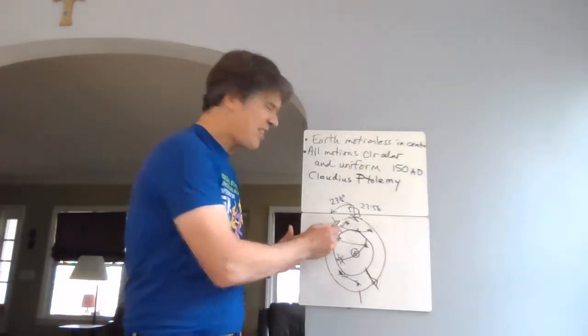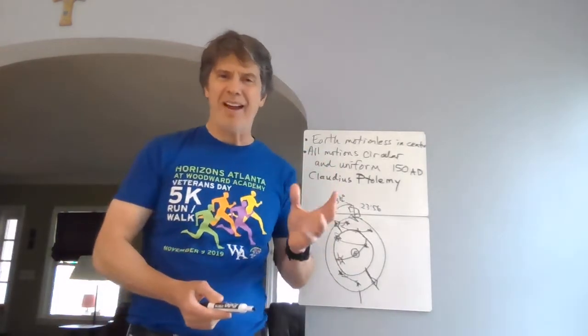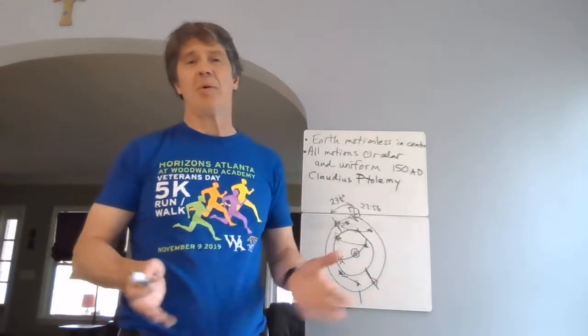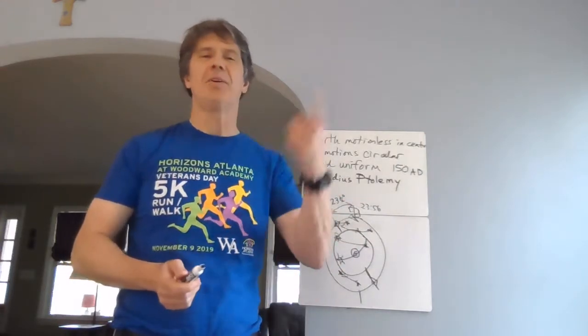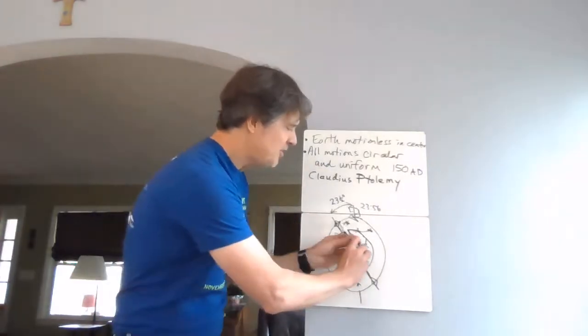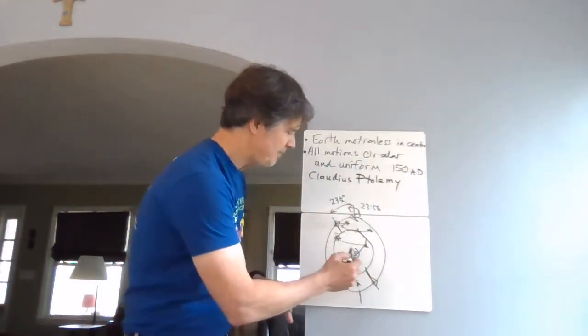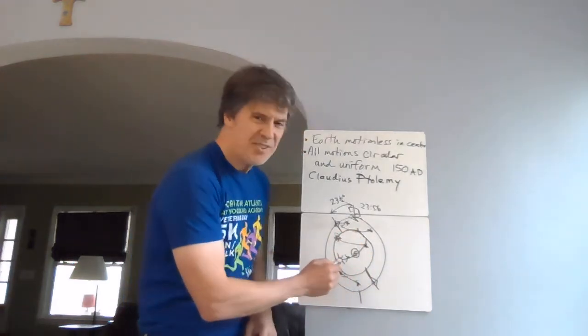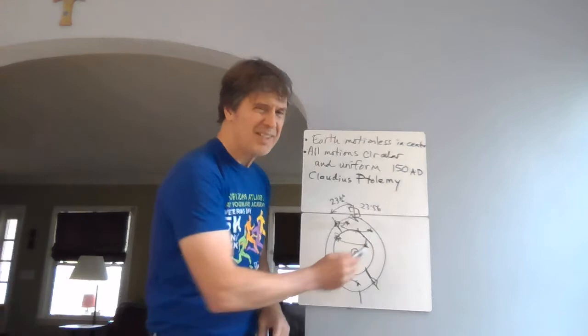So since it's stuck on the big one that's spinning fast with the stars on it, the sun can't help but go along for the ride. So the sun is carried around westward like the stars are. But it does have its own little independent motion, this way, eastward. And it takes a whole year for it to do this.